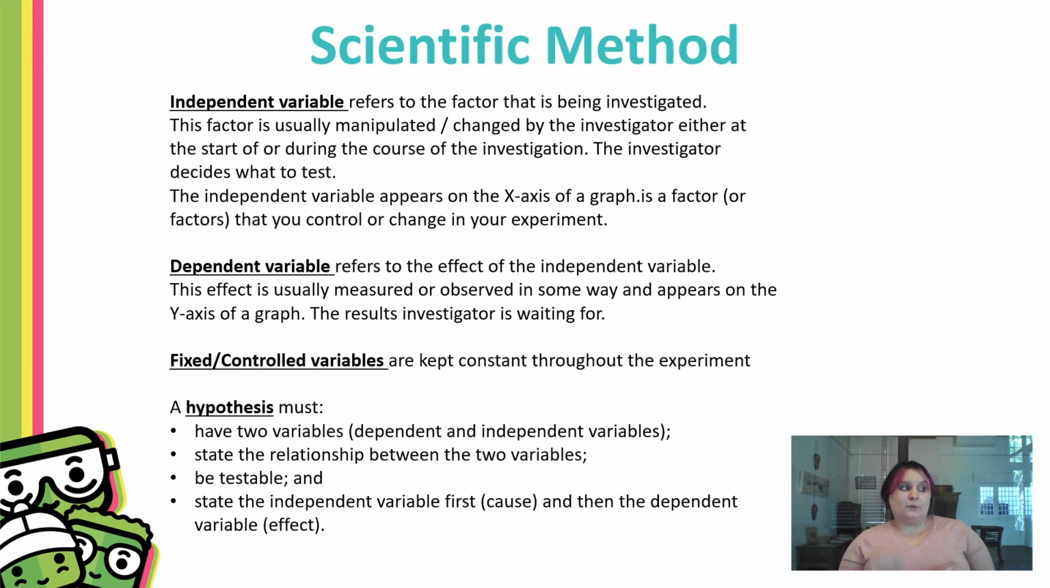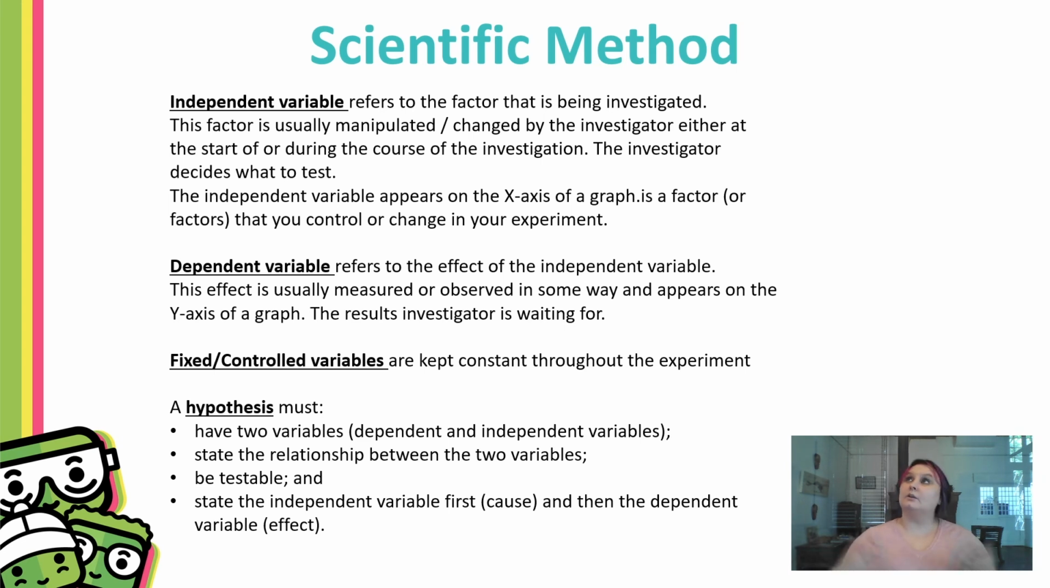You need to be able to formulate a hypothesis. A hypothesis is a prediction of what you think is going to happen. Your hypothesis needs to include your two variables. That's why it's important that you're able to identify the independent and dependent variables. Your hypothesis needs to then state the relationship between the two variables.